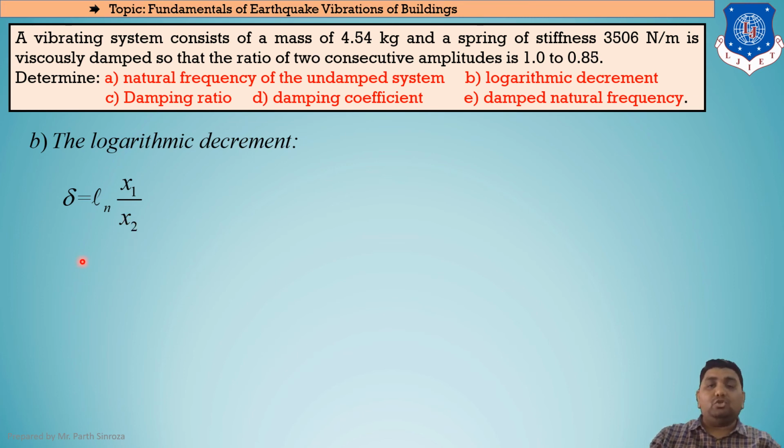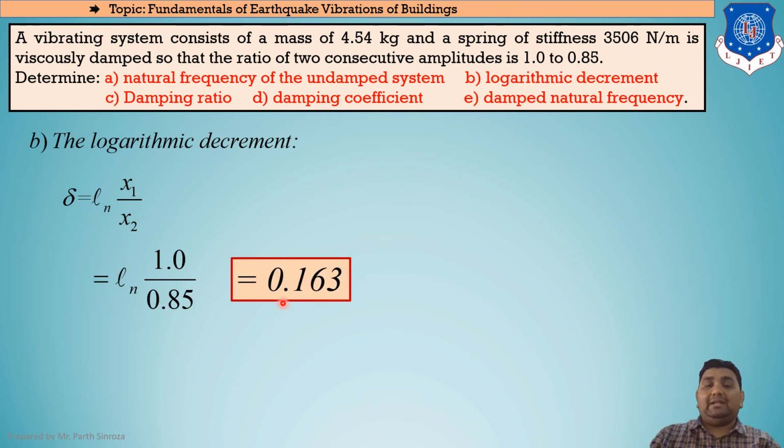Clear? So moving across, the value will be ln of 1 upon 0.85, as we can see here, the first value is our x1 and the second value is our x2. Solving it, we get an answer of 0.163. That means the logarithmic decrement here is 0.163. Now moving on to the third case.